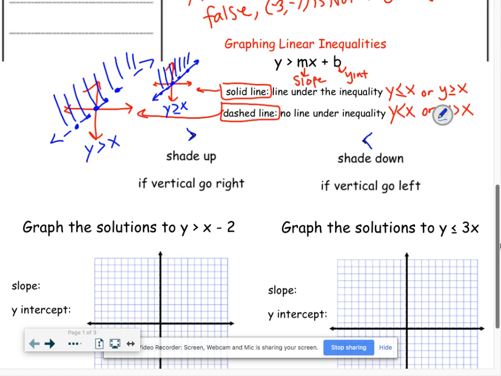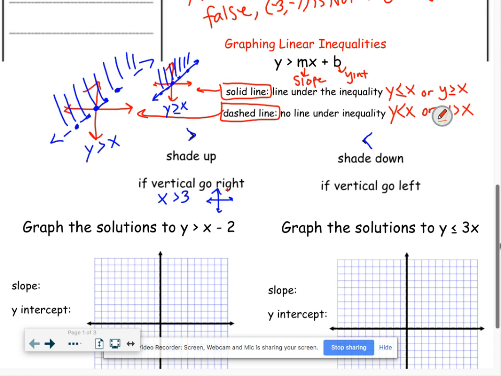If you're less than, you're going to shade down. A vertical line, you would go to the left. What I mean by a vertical line is if you had vertical as x's. So if I had x is bigger than 3, it would be like this. So let's just say that x is 3. I'm making a really rough graph.